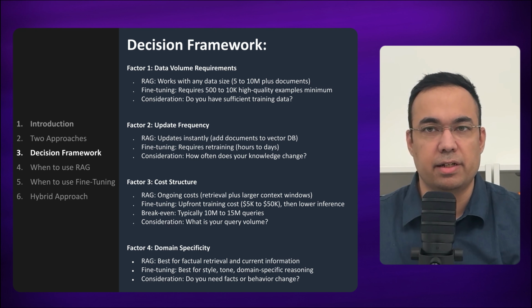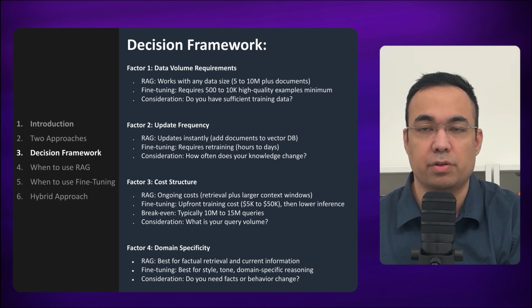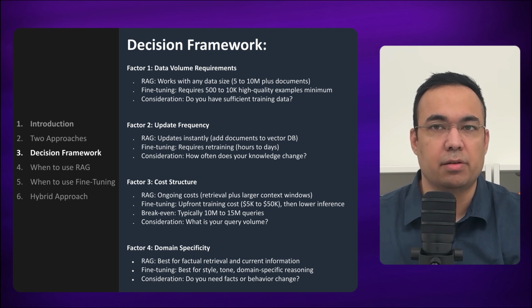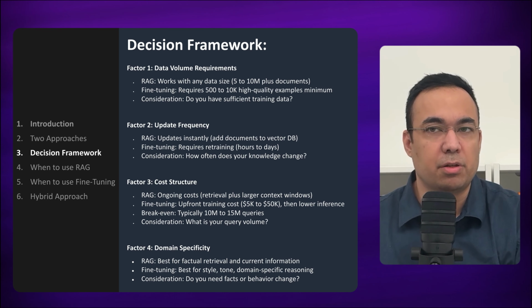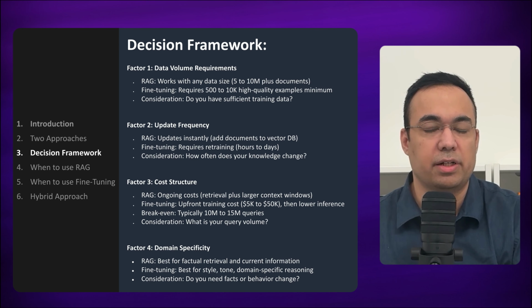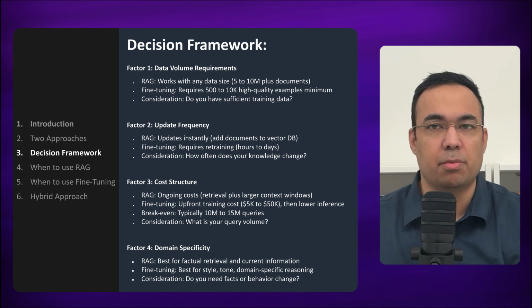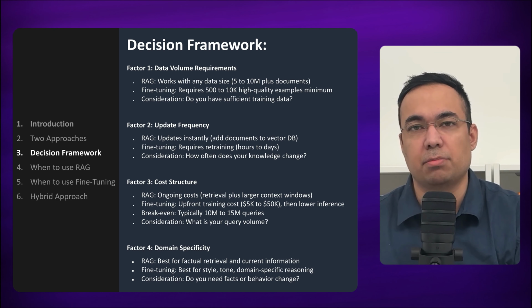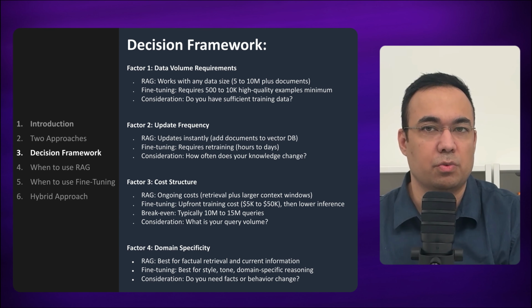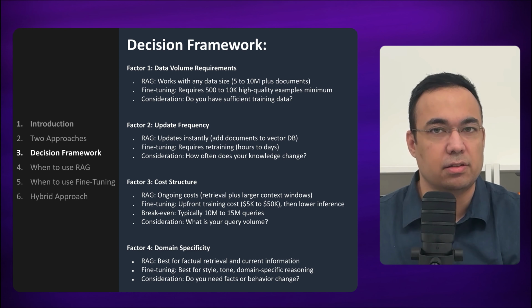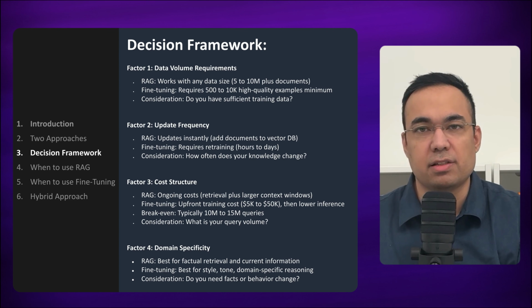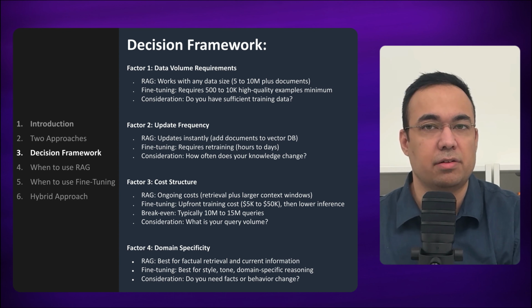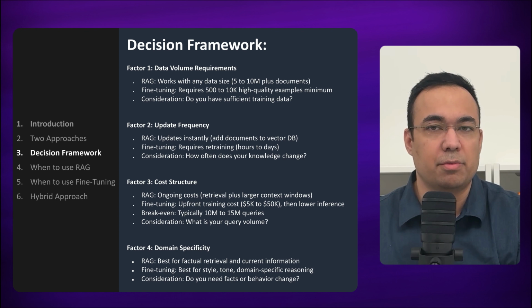So the first factor is the data volume requirements. For RAG, this approach works with essentially any data size. You could have just 5 documents, or you could have 10 million documents, or even more. The system scales based on your vector database capacity. For fine-tuning, you need a minimum of around 500 to 1000 high-quality training examples. The more examples you have, the better it will be. Below that threshold, fine-tuning typically doesn't work well because the model doesn't have enough signal to learn meaningful patterns. The question you should be asking yourself is, do you actually have sufficient training data? If you're just starting out and you have limited examples, RAG might be the only viable option initially.